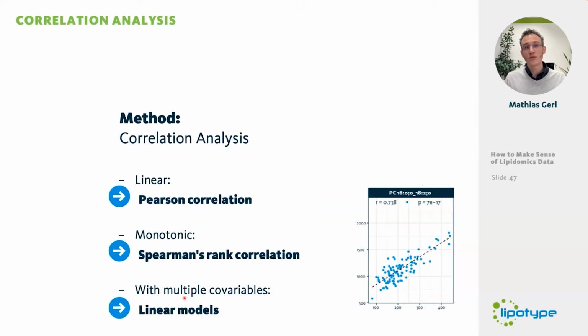And if you need to use multiple covariables because you are in medicine and you need to account for smoking status, BMI, age, whatever else is important, then you are not doing correlations, but you do linear models. These are not strictly a correlation, but they also give you a very similar result, and they deal with all these covariables that you're having.